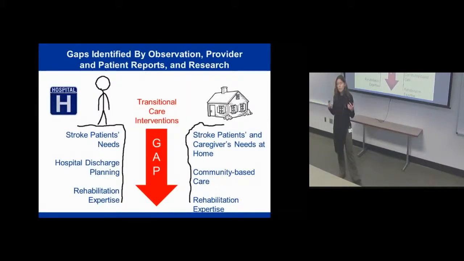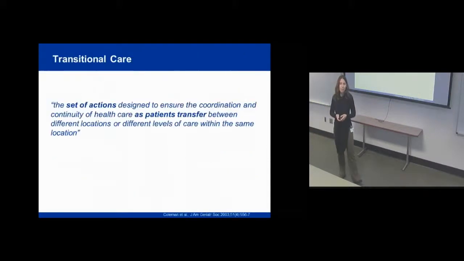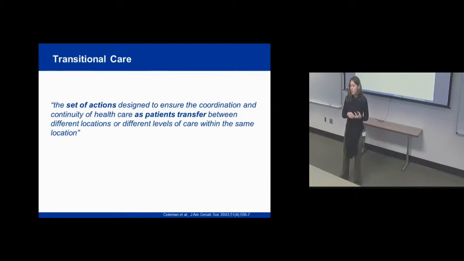So there was an opportunity to think about, we could do this better, but how when we don't have the resources in the hospital or the community? And how are we supporting this tremendous gap? Transitional care is a set of actions, and this was defined by the work done primarily in the United States, a set of actions designed to ensure coordination and continuity. When we asked that question in China, though, it was coordination for who? Who are we coordinating care for?